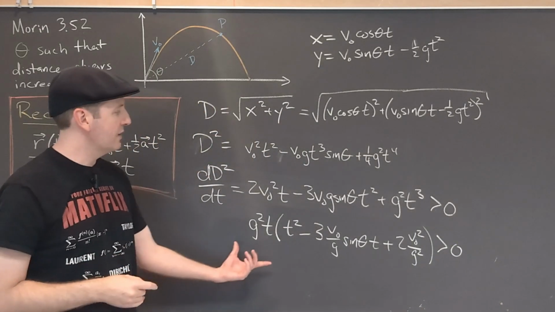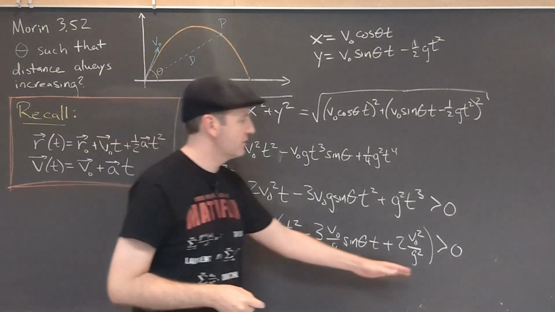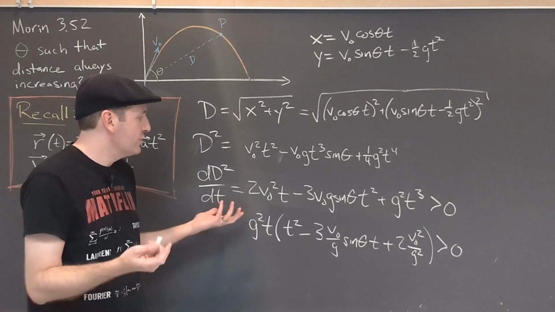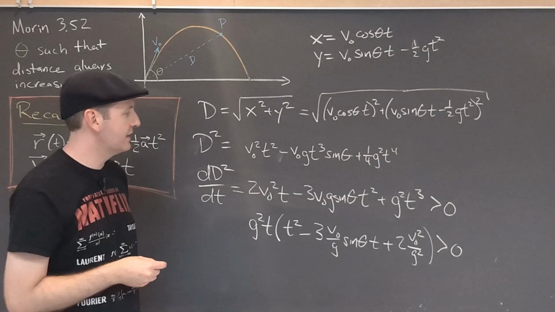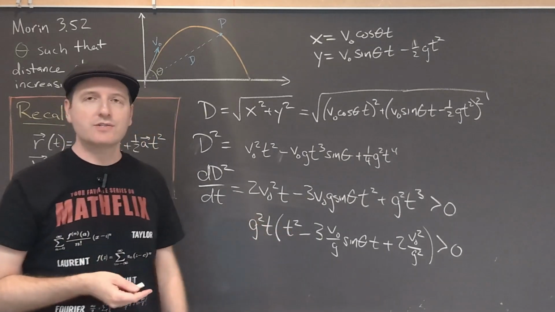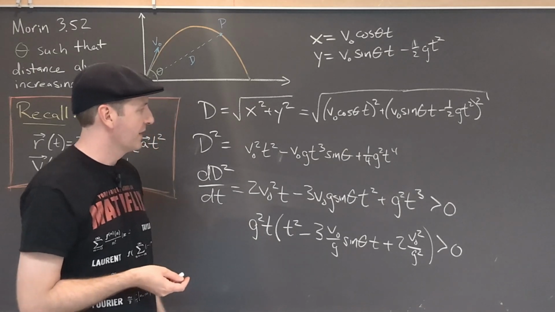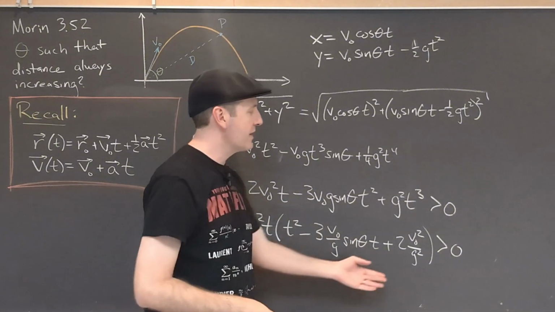Okay, so looking at this inequality, we see that either the term on the outside will be equal to 0 to find the places where this inequality might be saturated. Well, we do already know that t is greater than 0 by our choice of coordinates and origin here. Time is going to start at 0 when we launch the projectile. G is obviously a positive number. So we're really mostly interested in where this quadratic is greater than 0.